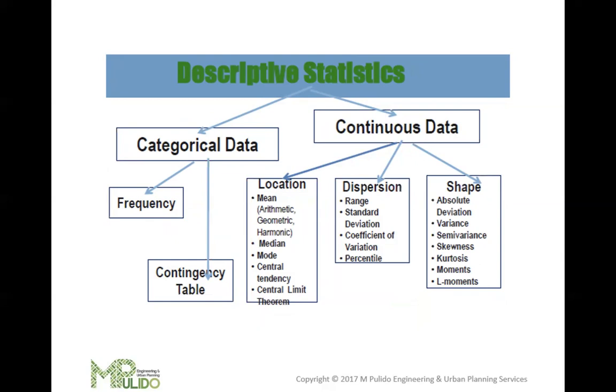So, okay. So you can see descriptive statistics.